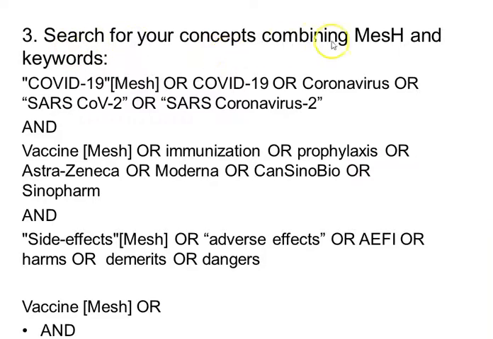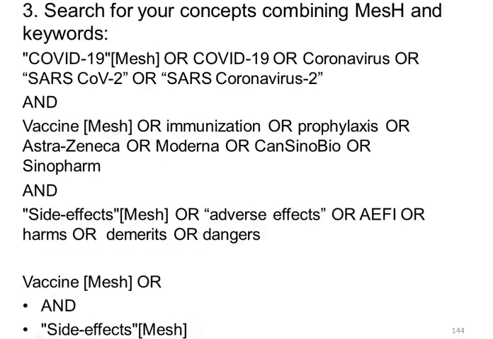Then I will search for concepts combining MeSH and keywords. Like I will write in my search strategy as COVID-19 bracket MeSH OR COVID-19 OR. So these are Boolean operators that I am adding to my search. And then I will write AND for the next MeSH word. Firstly, I will write my MeSH word. Then I will write its synonyms. And again, the Boolean operator, next MeSH word, its synonyms, and then the last MeSH word.